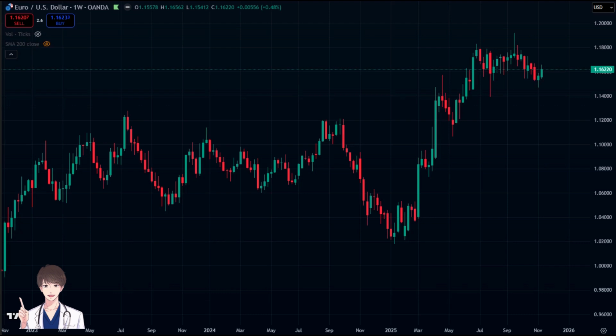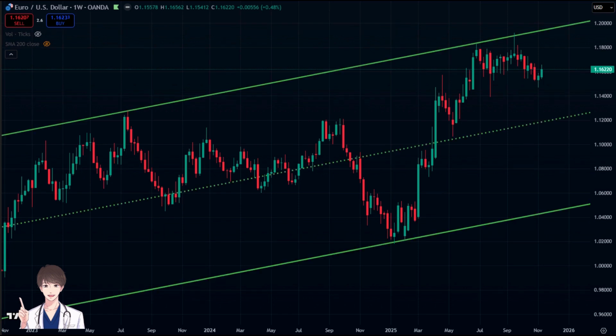Here is the weekly chart of EURUSD. On this time frame, price continues to move within an ascending channel. The pair touched the upper boundary in July and again in September 2025, and has been consolidating since then.